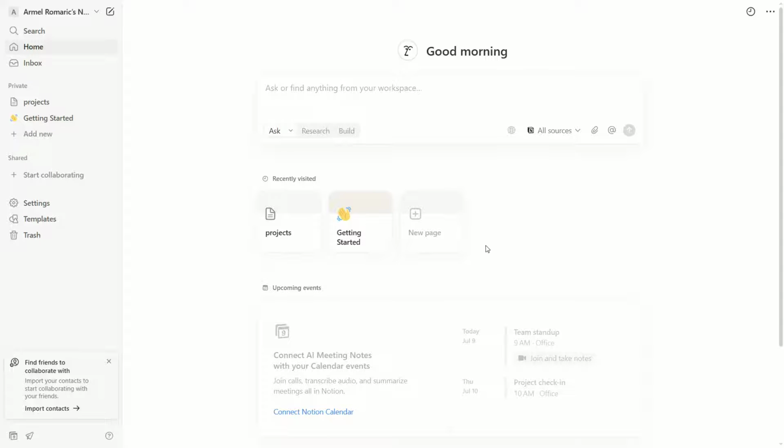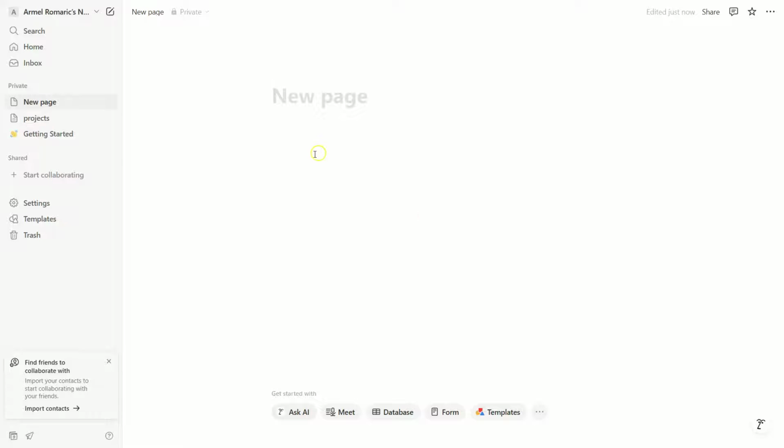Today we're diving straight into how to use Notion for building an investment portfolio, your 2025 full guide. First things first, in your Notion workspace, create a new investment portfolio page. Now this is important because this page will serve as your dashboard where you'll track and manage your investments.